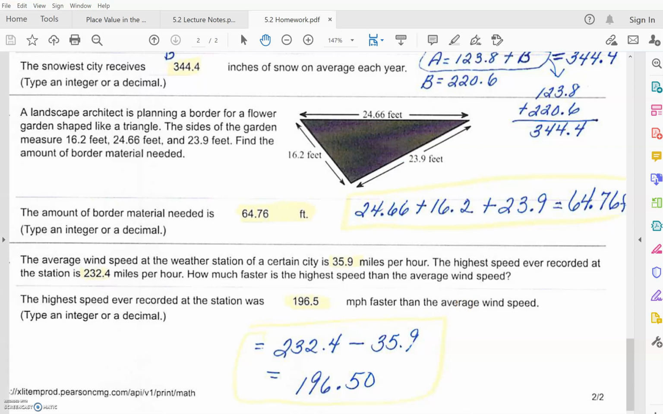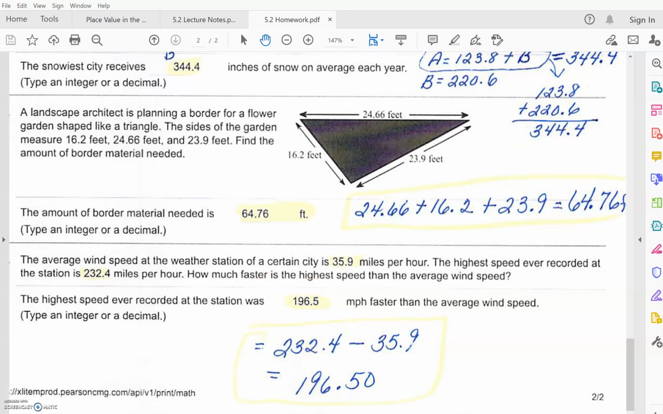And lastly, the last word problem, this is a subtraction problem. It's just saying that the average wind speed at a weather station is 35.9 miles per hour. And it's saying the highest speed ever recorded at a station is 232.4 miles per hour. So it's saying with these 2 numbers, how much faster is this highest speed than the average wind speed? So that's why you're just taking both of your numbers and you're subtracting them, and that will give you your answer.